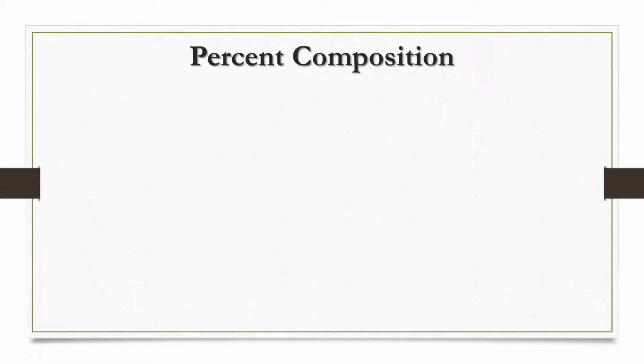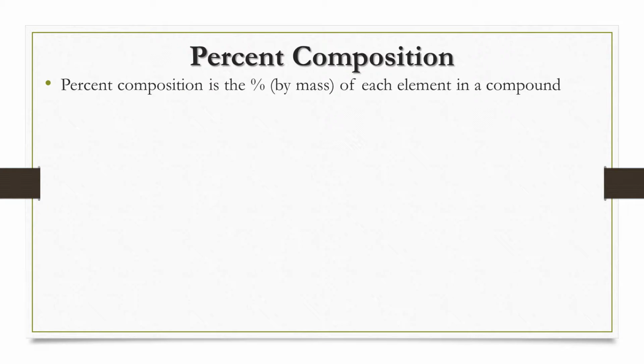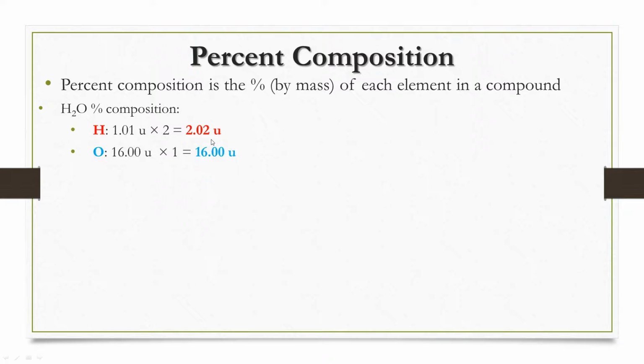Now, percent composition is how we can figure out how much of each element there is in my particular compound. So we'd say the percent composition is the percentage by mass of each element in a compound. So let's look at water, which I've been using before. Hydrogen is going to be 1.01 for each atom of hydrogen, and there's 2 of them, so the total amount is going to be 2.02 atomic mass units. Oxygen, there's only 1, so it's 16 times 1 gives you 16. So the total molar mass is going to be 18.02 units.